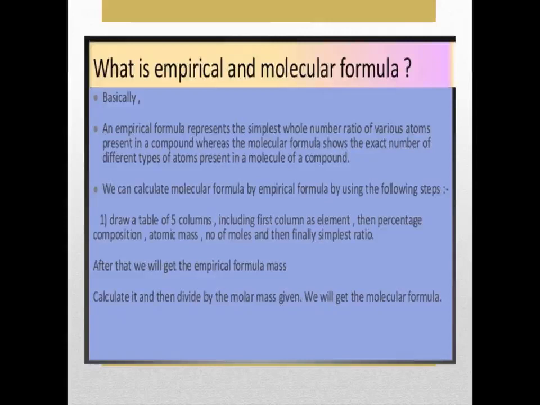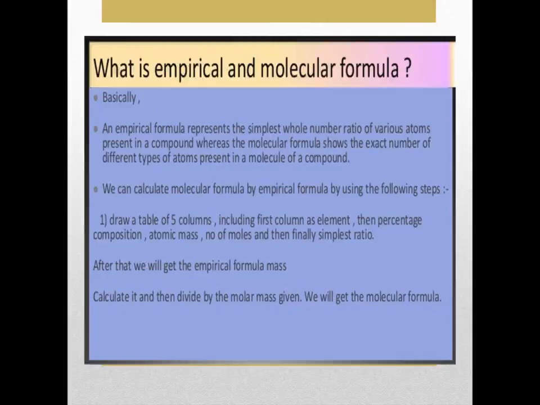C2H4O2. C 2 இருக்கு, H 4 இருக்கு, O 2 இருக்கு. But empirical formula is C1H2 and O1. It is divided by 2 and it is given in the simplest way. That is the empirical formula. So, we can calculate the empirical formula, and we can calculate the molecular formula from the empirical formula.